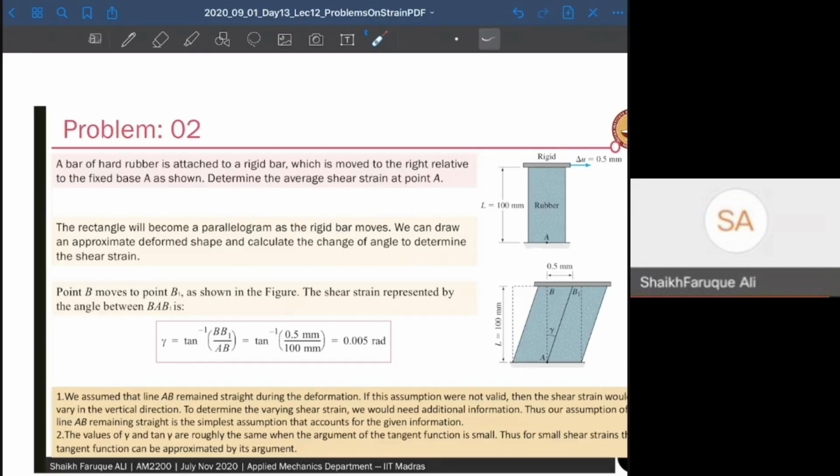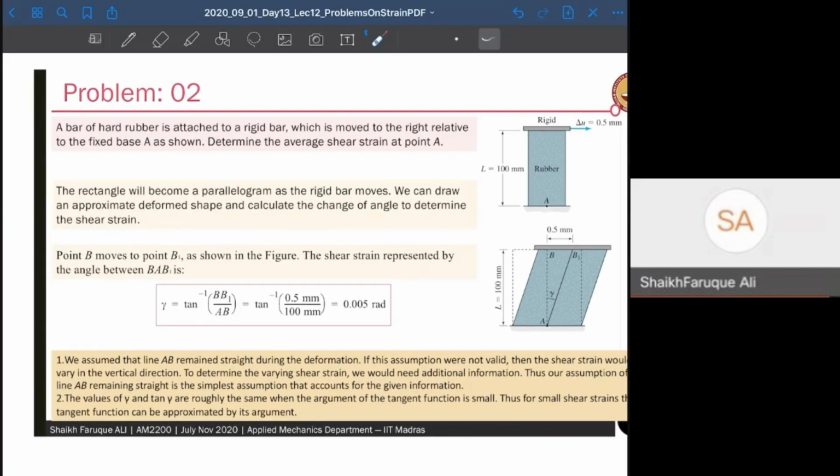Right now, let's go to problem 2. Problem 2 gives you a rubber material, like this, and this part is fixed, so it cannot move, and you have some kind of load on the top part. There is a top plate attached, which is rigid, so you are given a shear load on the top part, and let's say under that load the top part has displaced by a deformation of 0.05 millimeter.